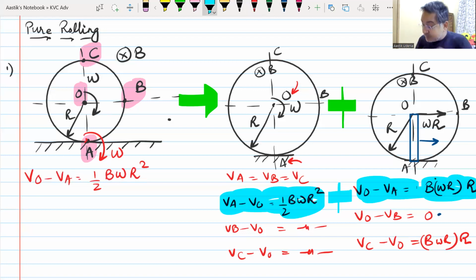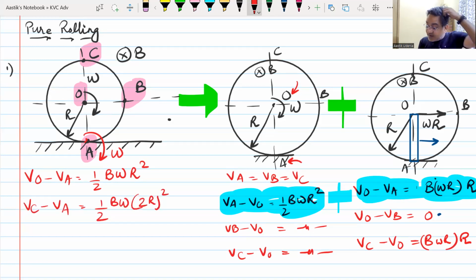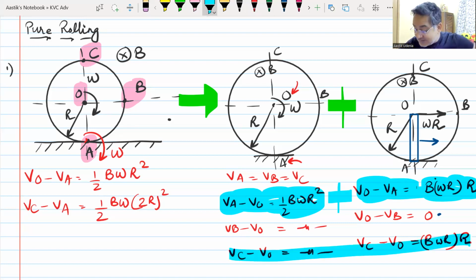Yes, sir. To find out the potential difference between C and A, C will be at a higher potential, A will be at a lower potential. VC minus VA will be equal to half B into omega, the radius will be 2R, square. Yes or no? Yes, sir. You find it out from here, you will also get the same result. Do we understand this?